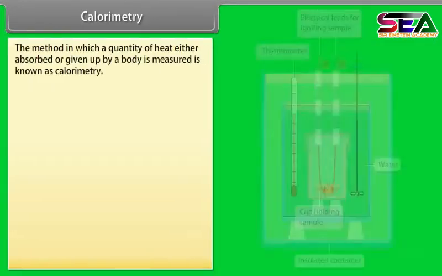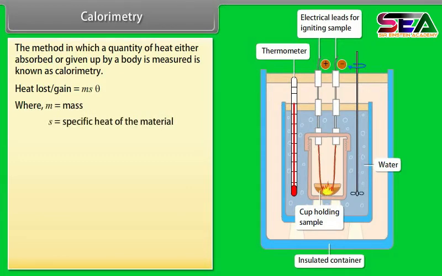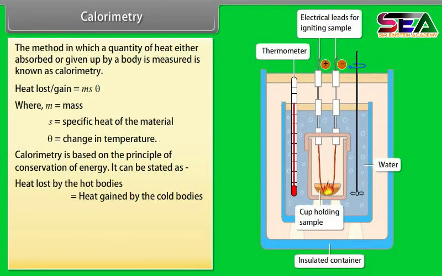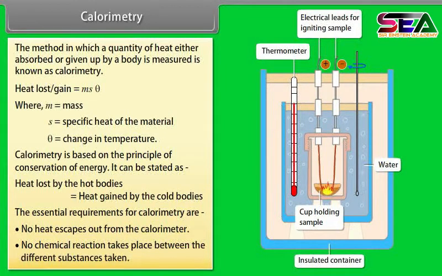Calorimetry. The method in which a quantity of heat either absorbed or given up by a body is measured is known as calorimetry. Heat loss or gain is equal to m s theta, where m is mass, s is the specific heat of the material, and theta is the change in temperature. Calorimetry is based on the principle of conservation of energy. It states that heat lost by the hot bodies is equal to heat gained by the cold bodies. The essential requirements for calorimetry are: no heat escapes from the calorimeter, and no chemical reactions take place between the different substances taken.